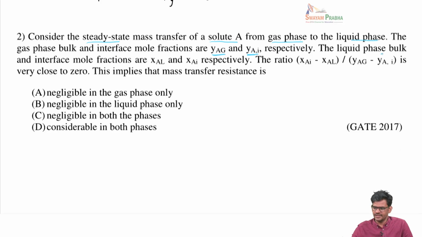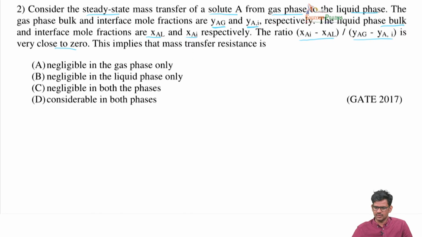Similarly, the liquid phase bulk and interface mole fractions are also given as XAL and XAI. Again, same notations. Now, they have said that the ratio of XAI minus XAL and YAG minus YAI is very close to 0. This is the information given. And they are trying to ask, what about the mass transfer resistance? Where does it lie? Is it negligible in the gas phase, or negligible in the liquid phase, or negligible in both phases, or are they both limiting? These are the choices. We have to make this decision based on the information given.